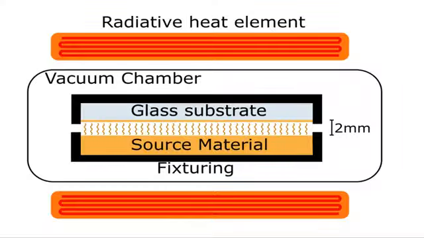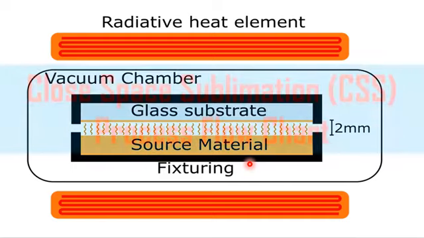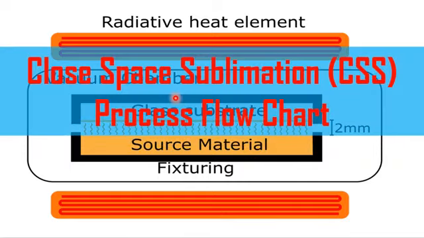So in order to get a better uniform thin film, you need to consider that the surface of the substrate must be uniform and must have less roughness. So now let us, dear student, make the closed space sublimation process explanation very easy by representing the closed space sublimation process with a flow chart.